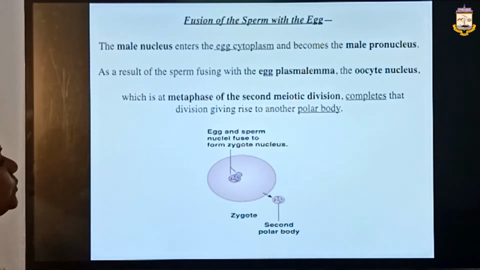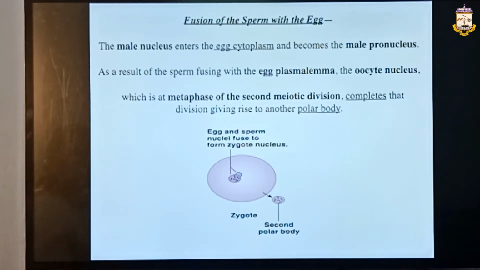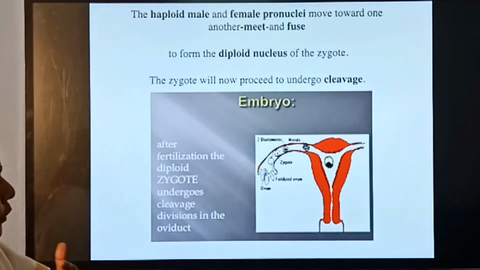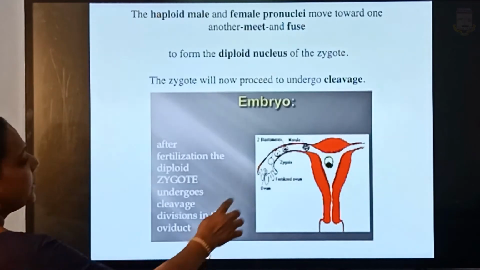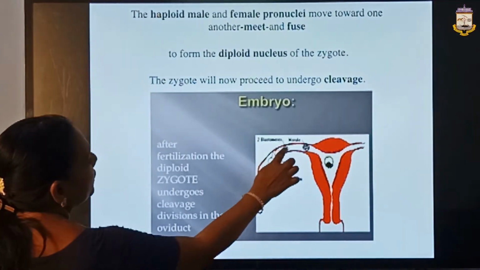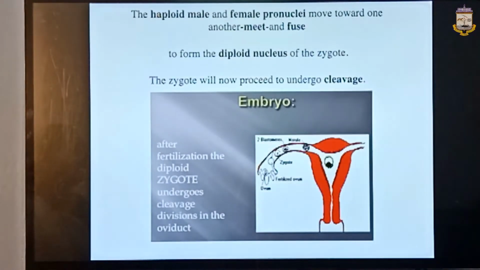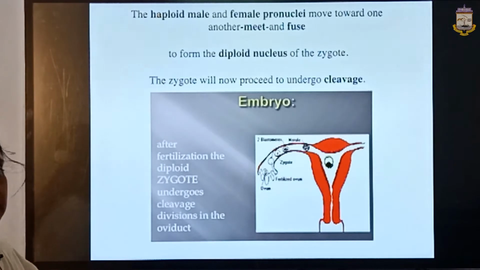And another one, the polar body which is present inside helps nourishment of the developing fetus in future. Okay. Now the next one, the haploid male and the pronuclei of the female move together and fuse. Everything happens in the oviduct, what you call the fallopian tube, in the isthmic region. Now the diploid zygote is formed, that is N plus N, you call it as 2N.